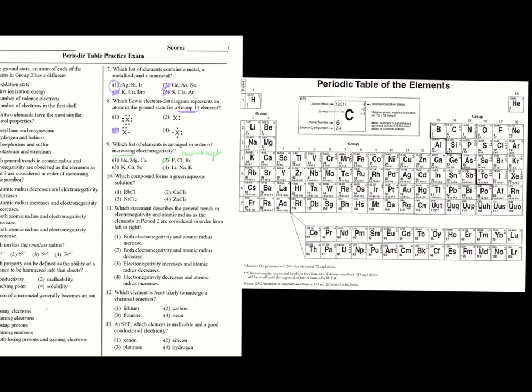So we could look at choice 1. We've got Be, Mg, and Ca. That's wrong because you're going down and further away from fluorine.